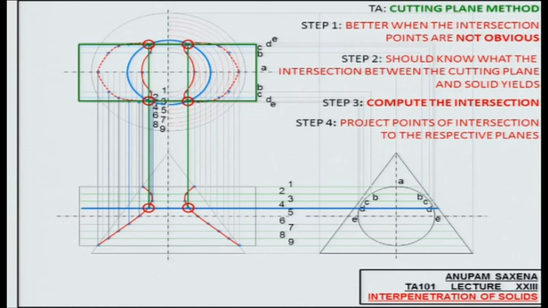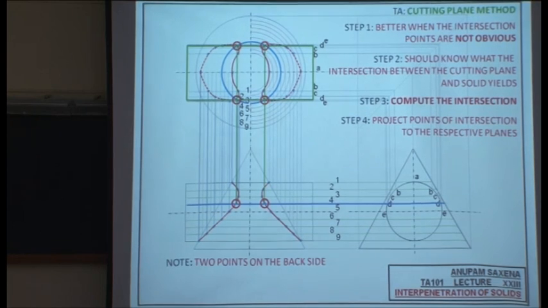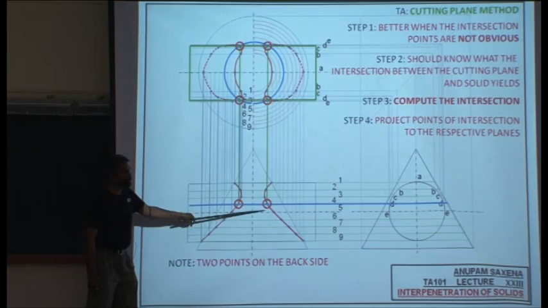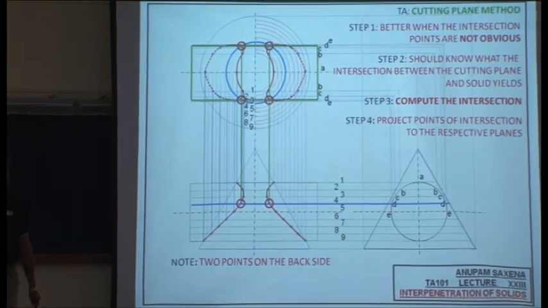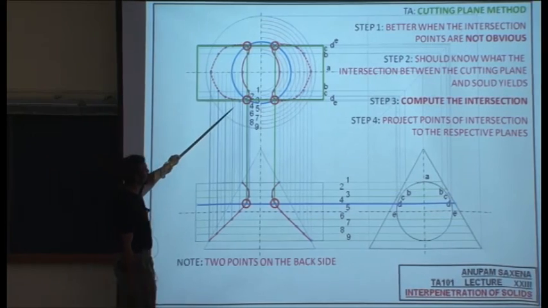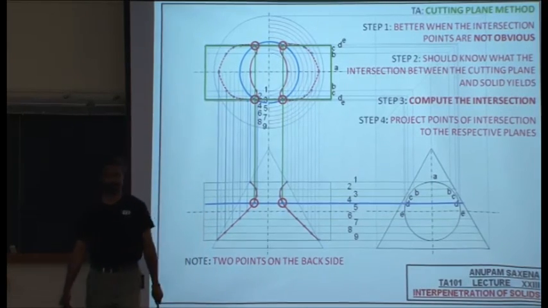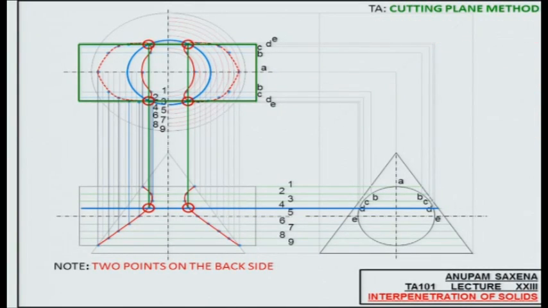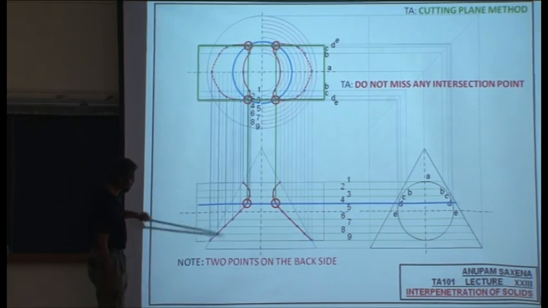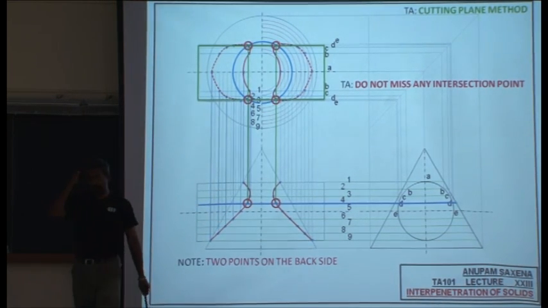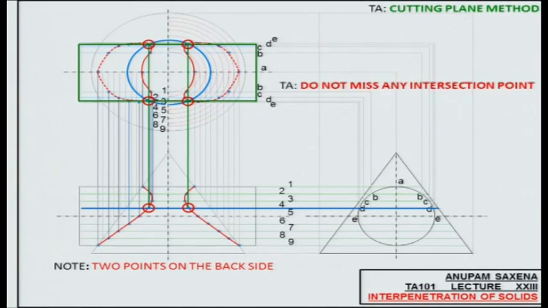So, summary of what we had discussed on Tuesday. Notice here that you will have 2 other intersection points on the back side of the cone. Which ones are going to be in the front? This one and this one. Which ones are going to be at the back? These 2 guys. Once again, do not miss out on any intersection point, otherwise your connectivity will not be proper. So, these contours will not be proper.